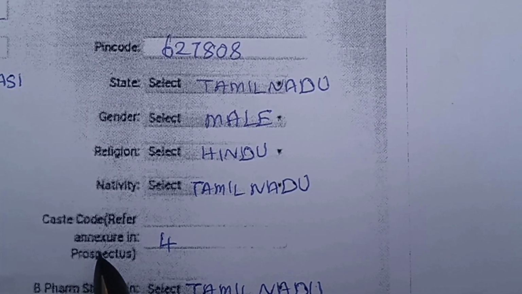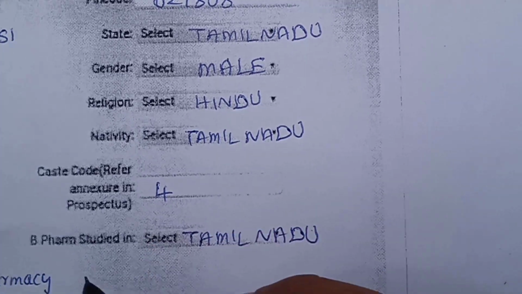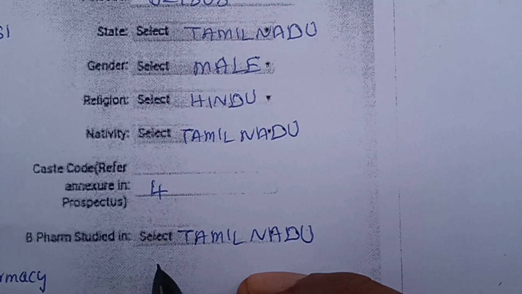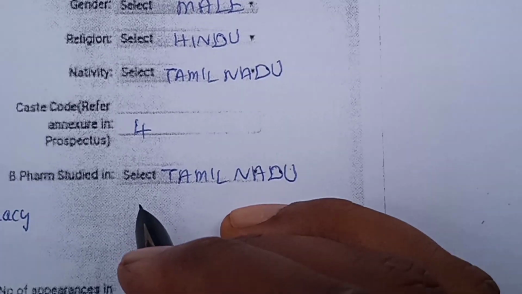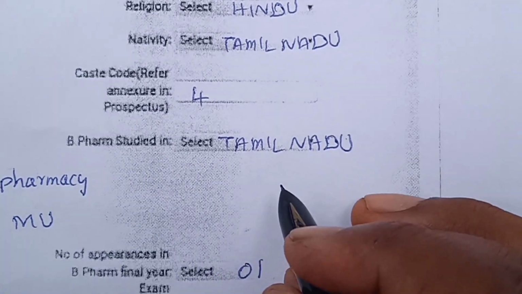Then caste code, annexure in the prospectus. So we have to refer to the annexure. I mean the serial number should be referred to and it should be entered in the correct way. Then Pharm studied in Tamil Nadu. Okay, Tamil Nadu. If we have studied B Pharmacy in other states, you can mention the state name clearly.